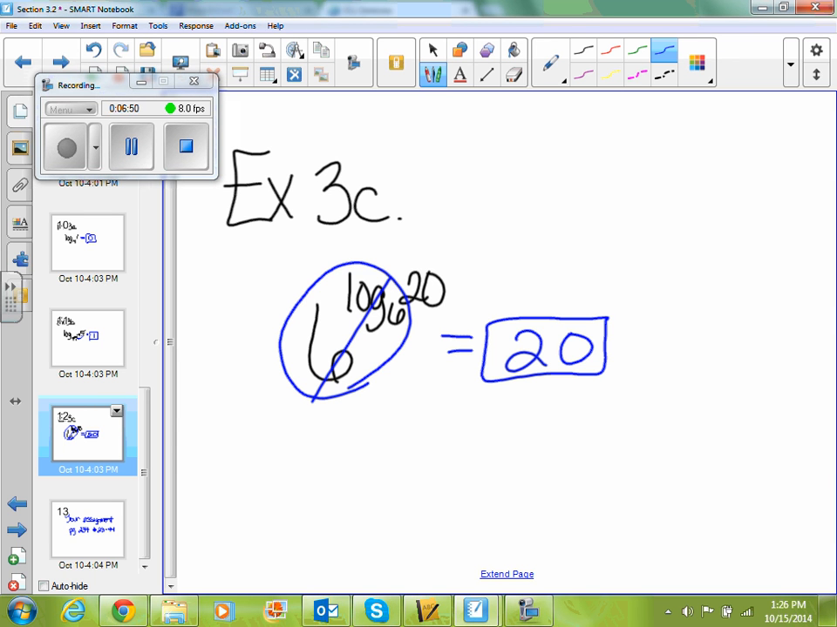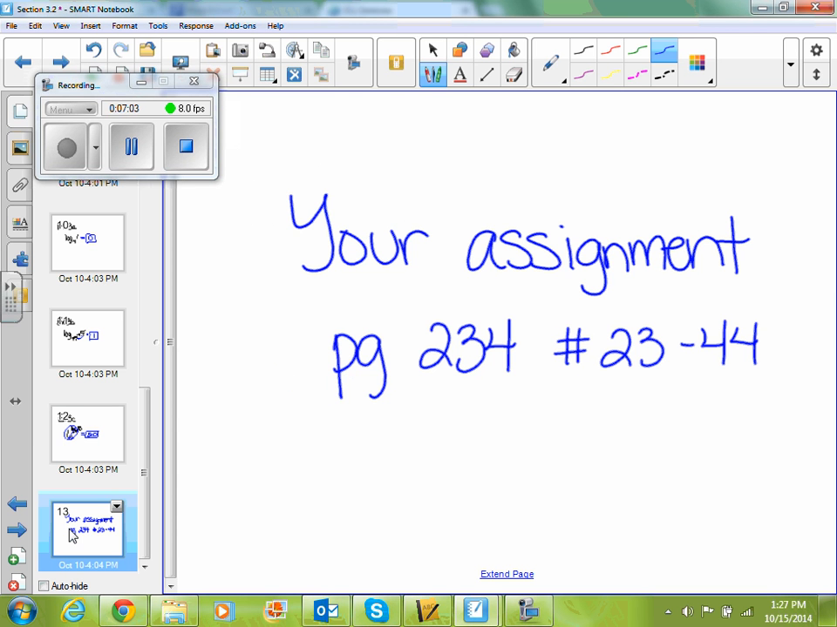Okay, so all you're going to do today is some evaluating of logs, and you're going to work on evaluating them and using some of the properties. So you can do 23 through 44.